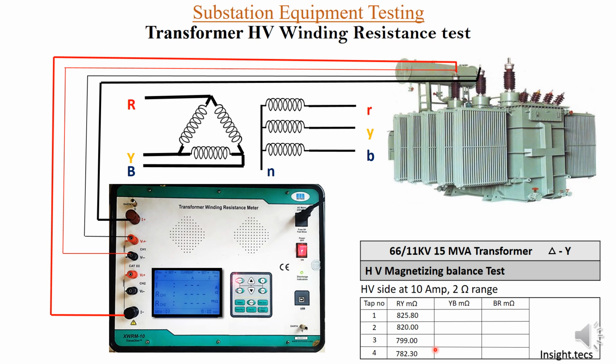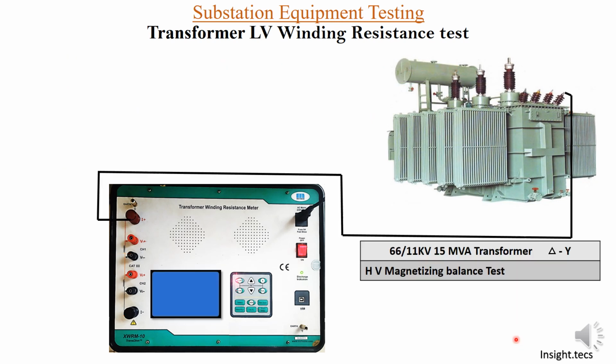Now we will have to change the connections between Y and B, and when we do the measurement, you can see on different taps we will get all these values, and similarly between B and R you can get these values.